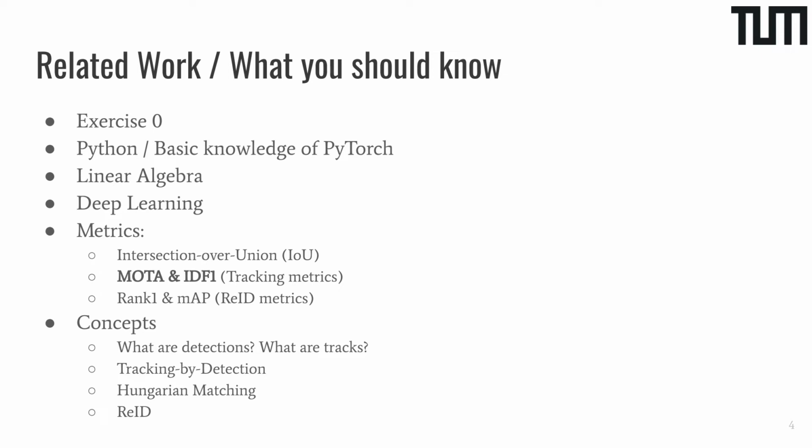Throughout this exercise, you will deal with a couple of different metrics. The first one is intersection over union. The second one are tracking metrics, MOTA and IDF1. And the third ones are VID metrics, in that case rank 1 and mean average precision. If you don't know them yet, please familiarize yourself with them, as you will need to work with them in this exercise.